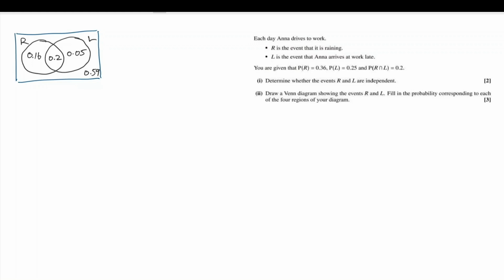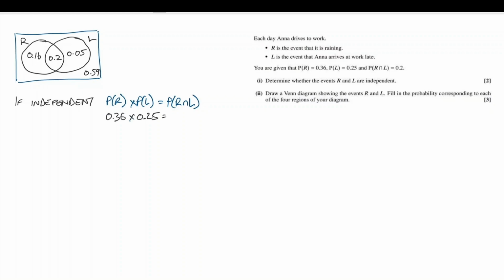Part 1 of the question asks me to determine whether the events R and L are independent. Well, if events are independent, we know that the probability of one times the probability of the other will equal the probability of both, so will equal the intersection. So I'm just going to test if this is true or not. So the probability of R times the probability of L, is it going to equal 0.2?